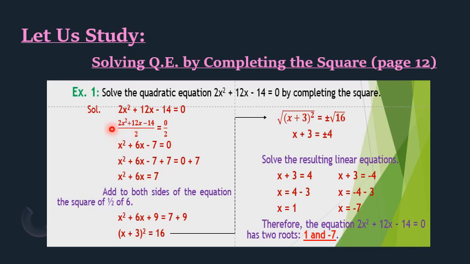So mao na ning resulta karon, divide by 2. So karon kay 2 divide 2, x na lang ang mabilin. Nya kani, positive 12 man na. 12 divide 2, mahimo siyang 6. Then, negative 14 divide 2, negative 7. Then, equals to 0 divide 2, 0.